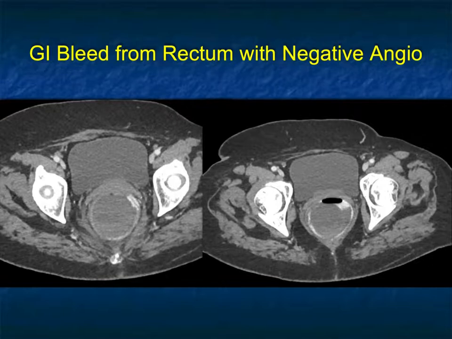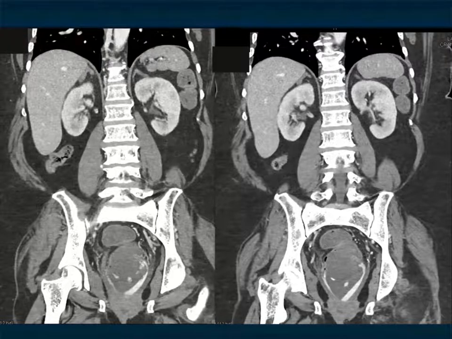Here's a patient, again, to make the point about angiography. Very obvious bleed, very extensive blood in the patient's rectum. Two hours later, the patient gets an angio, and despite this very impressive CT, the angio is negative. Now, that doesn't mean the CT was a false positive. It just means that bleeding can stop pretty quickly. It's usually an hour and a half to 2 hours from CT to angio, so bleeding can stop.